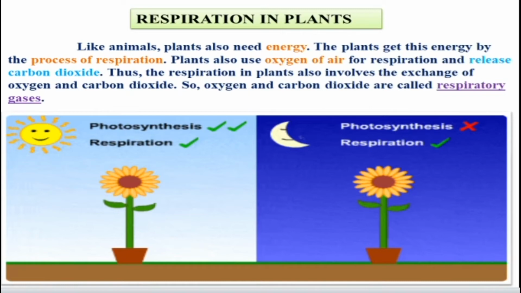So during the day and night time, the plant takes in oxygen and releases carbon dioxide. In the case of photosynthesis, it takes in carbon dioxide and releases oxygen. Both processes can happen simultaneously. So this never stops, day and night, for the process of respiration in plants.